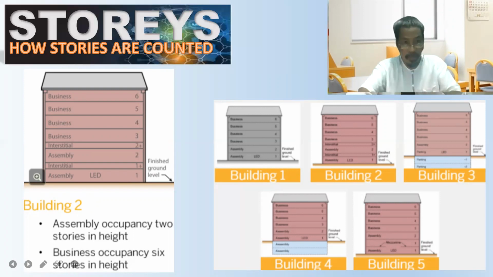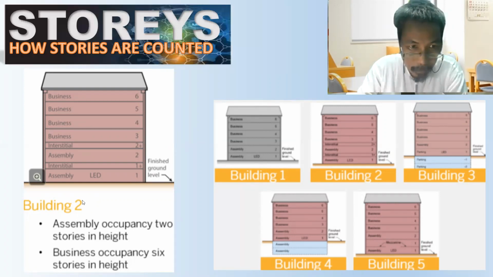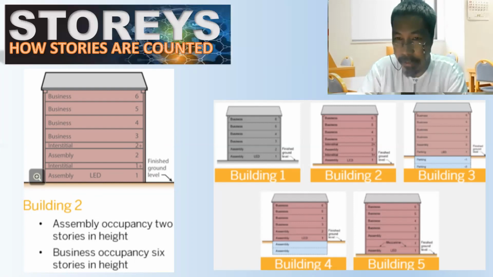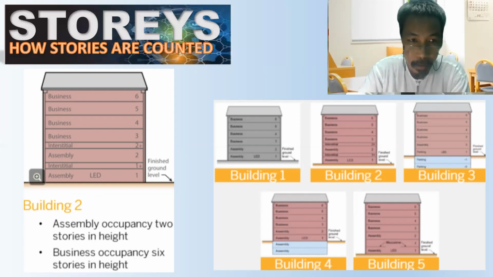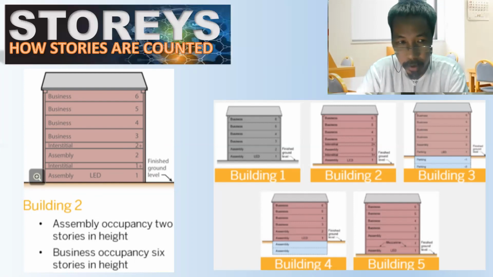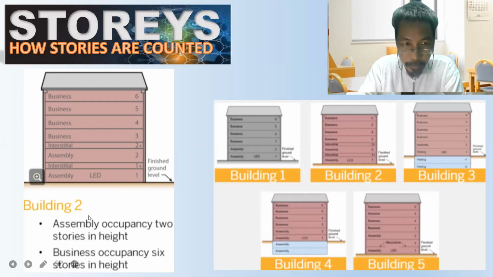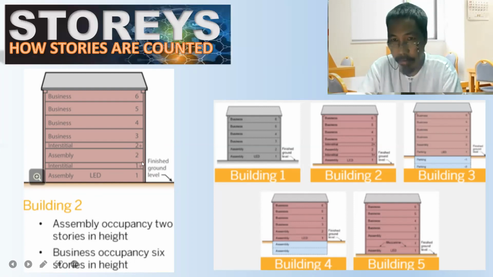Interstitial spaces in first floor and second floor. So there are interstitial spaces on the ceiling part of the first 2 floors. So let us verify. Building 2 is a building with assembly occupancy, 2 stories in height. That only involves first floor and second floor. That is for assembly. We do not count the interstitial.